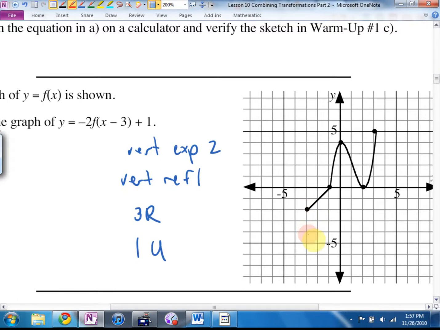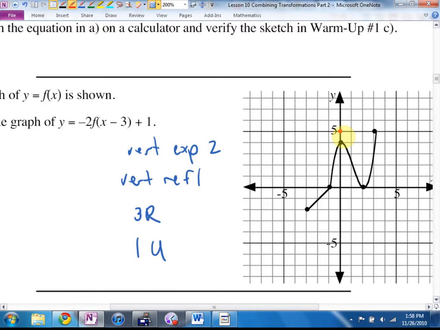Vertical reflection. Right there. Hover my pencil. What's the next one? 3 right. 1, 2, 3. What's the next one? 1 up. That point ends up right there. It is connecting the dots and counting. Complicated connecting the dots, but really, I kind of like this. This is as close as you'll ever come to coloring in Math 12.